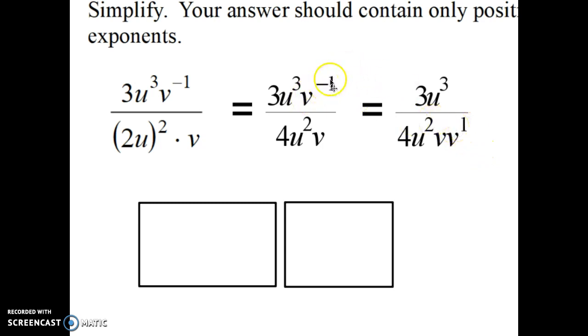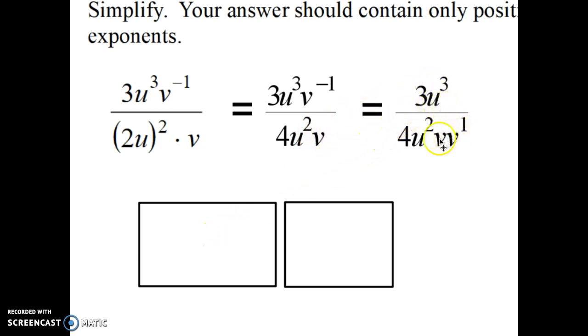We talked about negative exponents and their base. If they're moved to the opposite, up in the numerator or down in the denominator, then the exponent becomes positive. If it was negative and it was in the denominator, you'd move it up to the numerator.